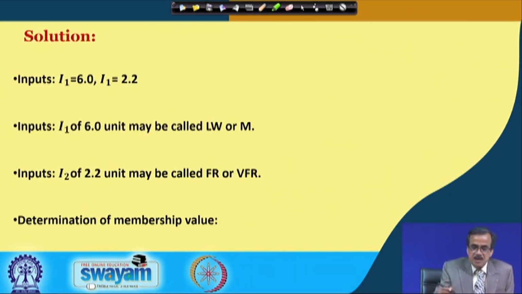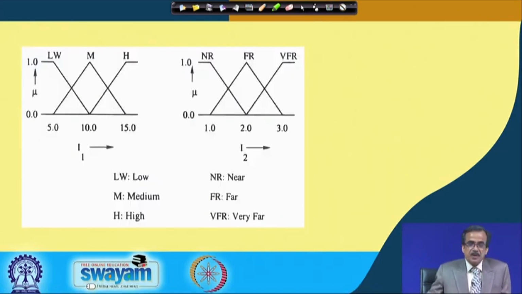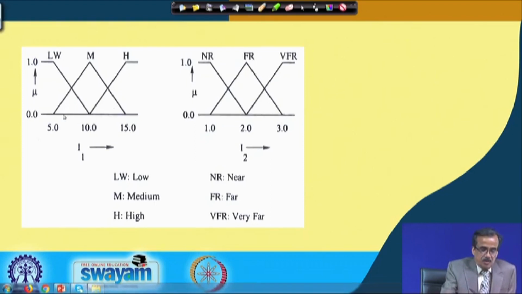Now, let us try to concentrate. Here I 1 is 6.0 and this should in fact be I 2. So, here there is a small mistake. This should be I 2. So, I 2 is equal to 2.2. Now, corresponding to 6.0 and 2.2, let us try to find out the membership function value. So, 6.0, that means I am here. So, 6.0 I could be here.